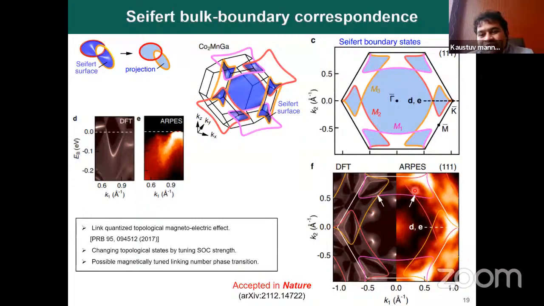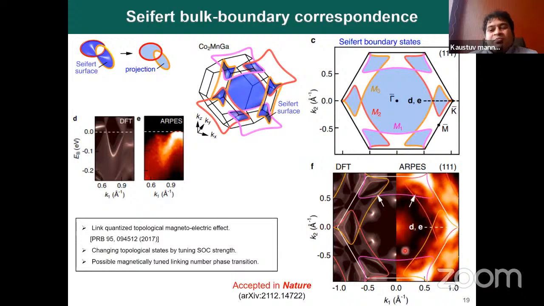As you see, we clearly observe the Seifert surface states in the experiment. So this is the one-to-one correspondence between theory and experiment, which shows that indeed we have nodal lines which are linked with each other, and we have the surface states, which are the Seifert surface states from these materials.